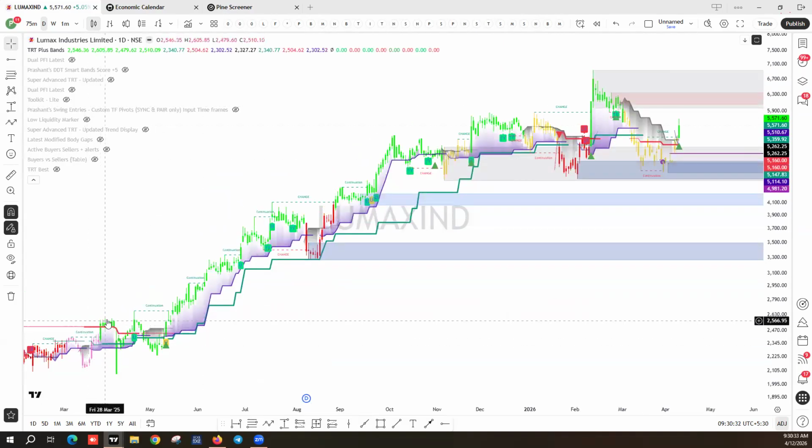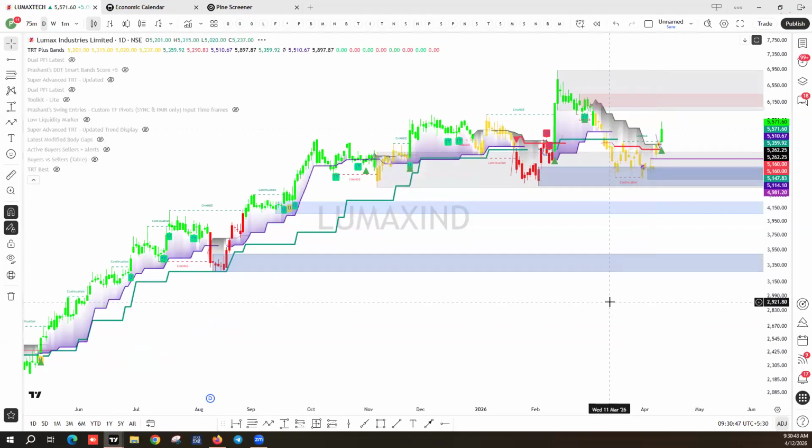See here it changed to green color, gave a deep retracement, immediately reversed. Again it came down, gave retracement, it reversed. Because the bullish bias was also present, bearish bias was also present. Here also bullish bias is present, bearish bias is present.